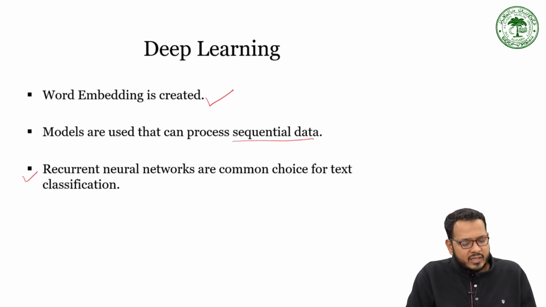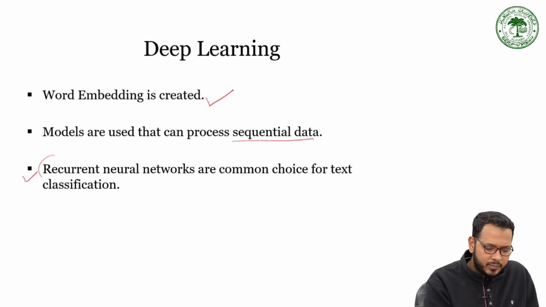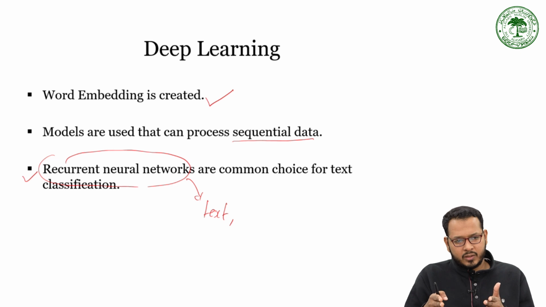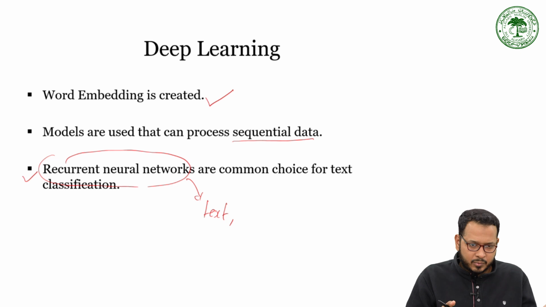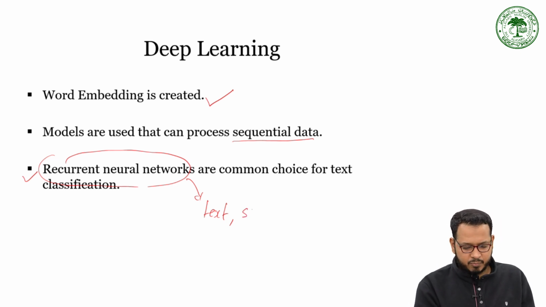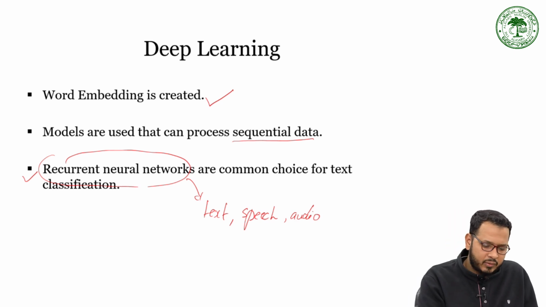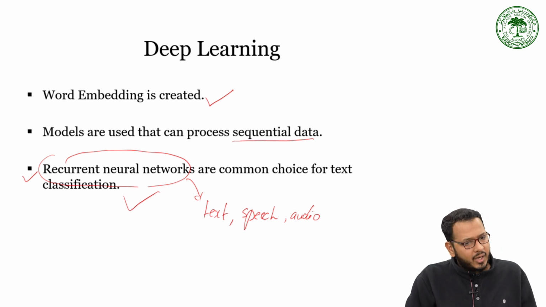For that, we commonly use recurrent neural networks for text classification tasks. We will discuss recurrent neural networks briefly, but you should know that for sequential data, once again, sequential means the new input might be dependent on the previous input. Such data is called sequential data. So whether it is text, or speech, or audio, all of them are sequential data. And for these problems, usually recurrent neural networks and their advanced versions are the preferred choice.